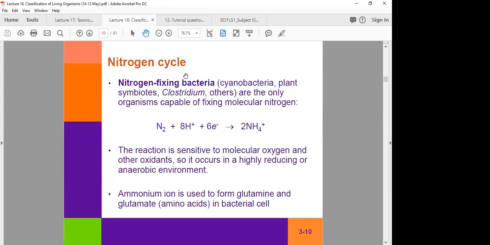These are the nitrogen-fixing bacteria, which used to be the only organisms capable of fixing molecular nitrogen, but now they know that some of the archaeans do this also. So what do we mean when we say that these bacteria can fix molecular nitrogen? That is, they can take nitrogen from the air, atmospheric nitrogen, and they can fix it. What does this actually mean? Can anyone tell me? Nitrogen fixation. Any idea?